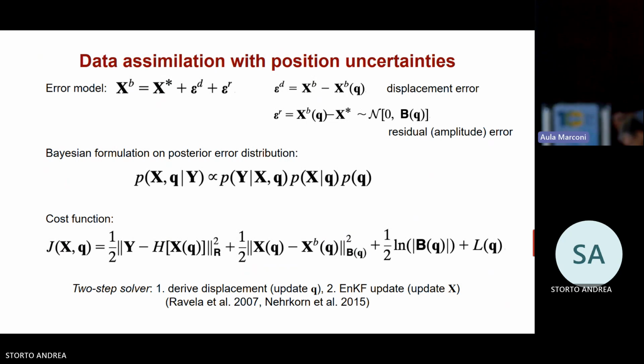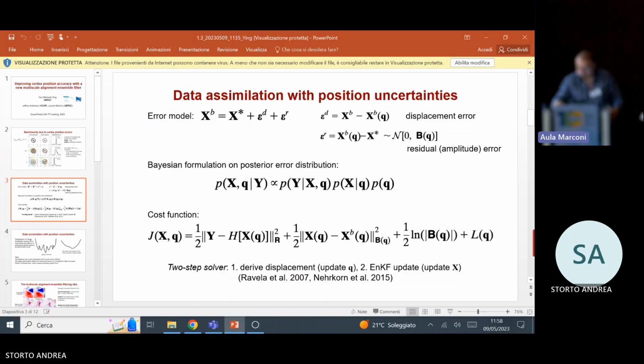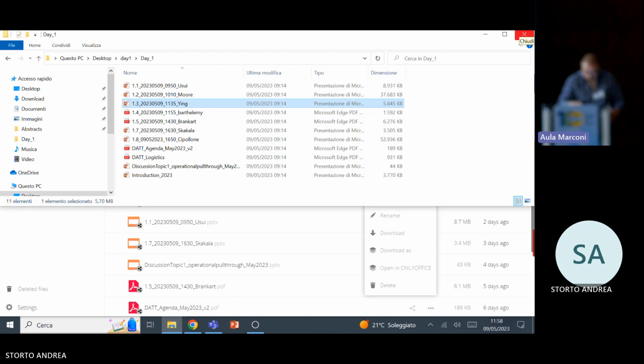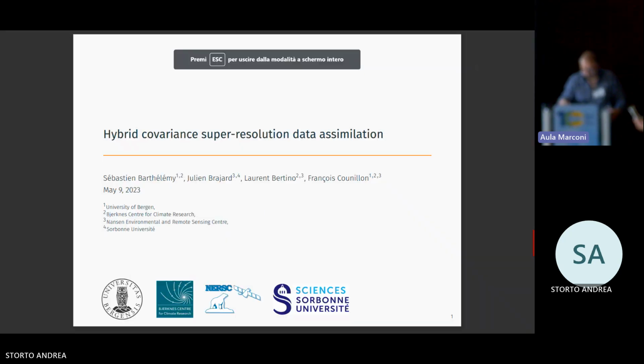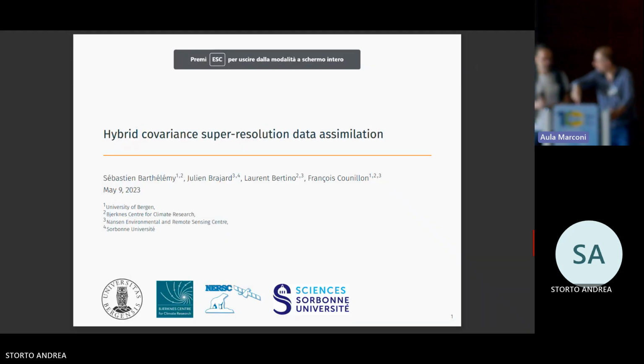All right, the next speaker is Sébastien Barthélemy from the University of Bergen, formerly at Surfax. He's going to talk about hybrid covariance super resolution data assimilation.